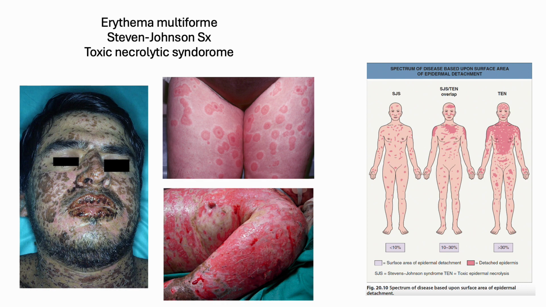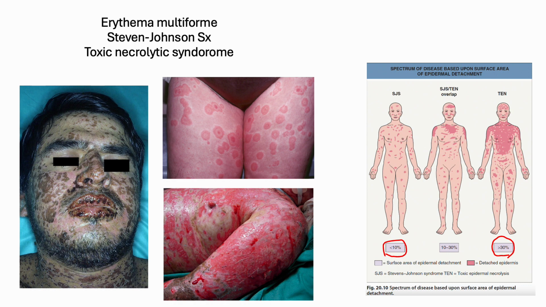So this is the Stevens-Johnson syndrome. And lastly, you can see most of the skin is necrolysis. So this is the TEN, which is the toxic epidermal necrolysis. By definition, if we have the involvement less than 10%, we call this Stevens-Johnson syndrome. If we have involvement more than 30%, we call this TEN, and everything in between, we call this overlap.